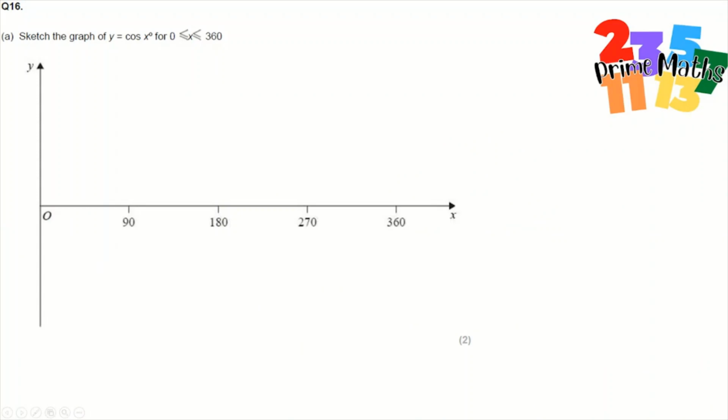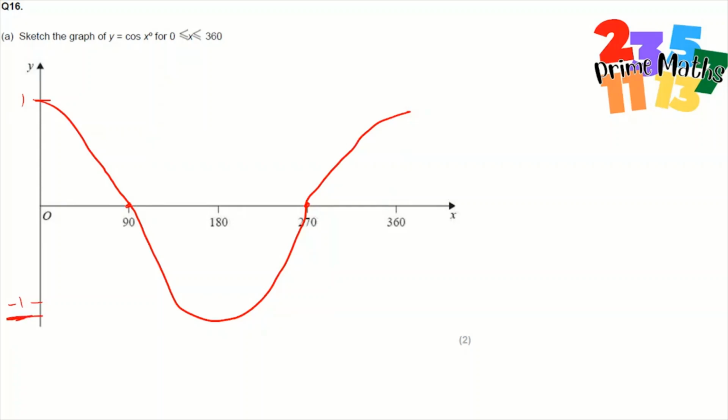Question 16, sketch the graph of cos of x. Cos starts at 1 and it finishes at -1, and it goes through points at 90 and 270. This must be a smooth curve as best you can, through 90, the minimum point at 180, and back to the maximum at 360. The most common mistake people make is forgetting to label our axes at 1 and -1.